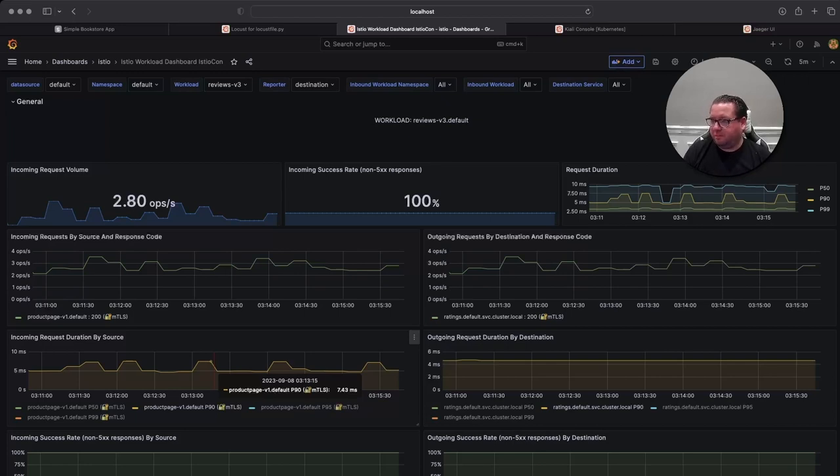Is it something where we expect latency on the product page to increase as a result of the feature that's coming with it? Or is it something that we need to go and dig in and try to improve the reliability of that V3 service? These are some of the questions that SREs will go through, but the data is all here.